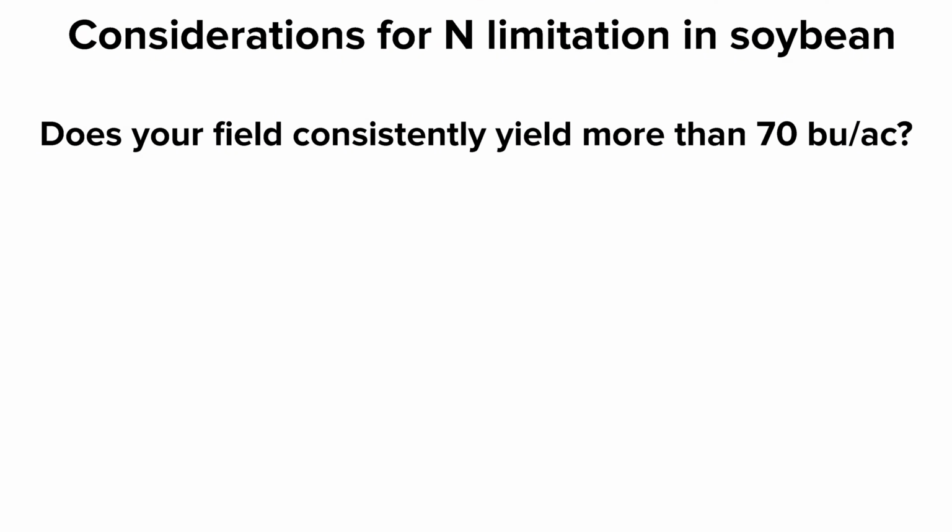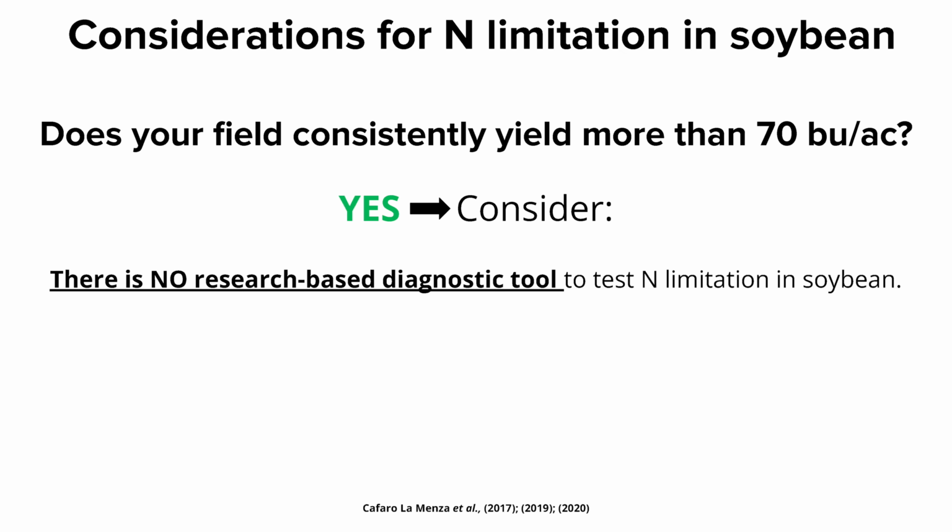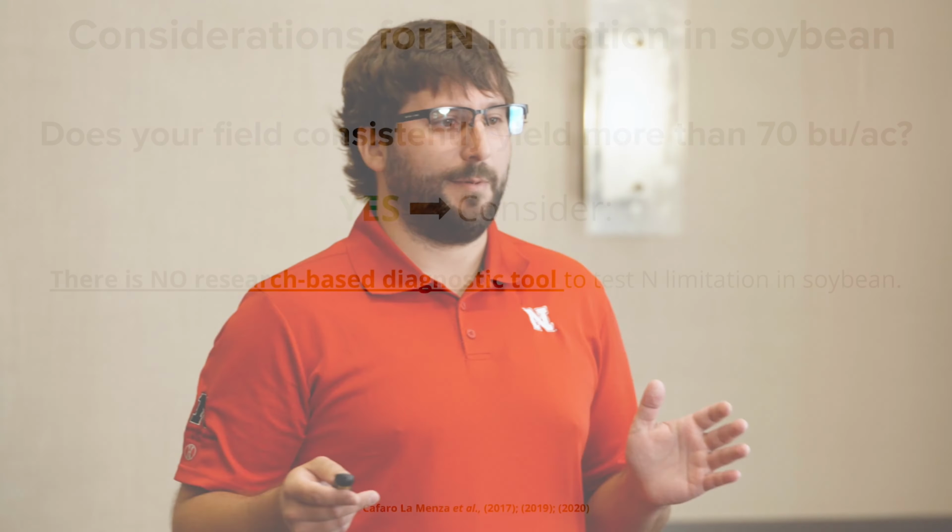Now, if your fields are already consistently at 70 bushels and you wonder about nitrogen limitation in those fields, the bad news is that we don't yet have a research-based diagnostic tool to really identify those fields. From the research that we have done over the last 10 years, about 70% of those fields with more than 70 bushels have some degree of nitrogen limitation. However, only 30% of those fields really responded profitably to that extra nitrogen in soybean.